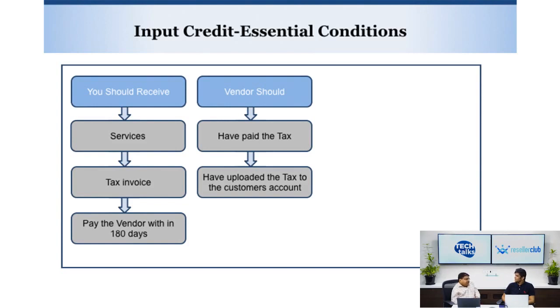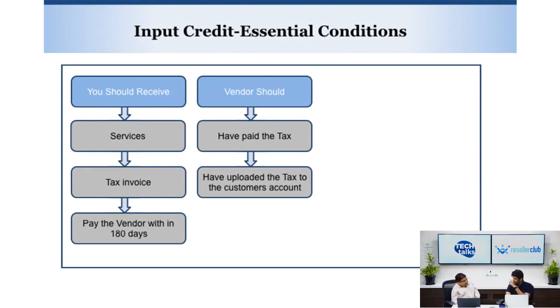So if he doesn't pay, say for example you have procured services from me, but I have not paid the taxes, then you are not going to get the credit for that. Though I have collected the GST from you, if I have not paid it to the government treasury, you are not going to get it. So I have to pay the taxes and reflect it to the government as well.